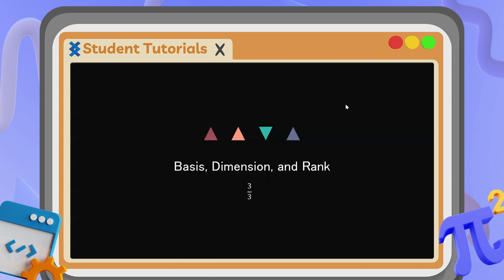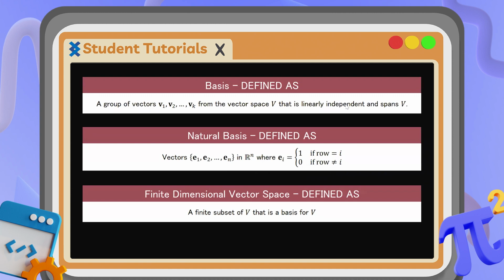This video will be about the basis, dimension, and rank of a matrix. A basis is defined to be a group of vectors from the vector space that is linearly independent and spans that vector space. A natural basis is vectors in Rn wherein e sub i is equal to 1 if the row is equal to that index and 0 otherwise.